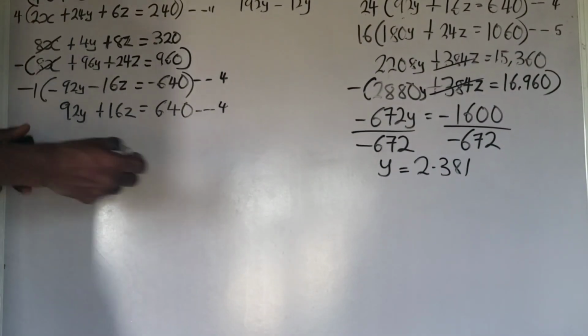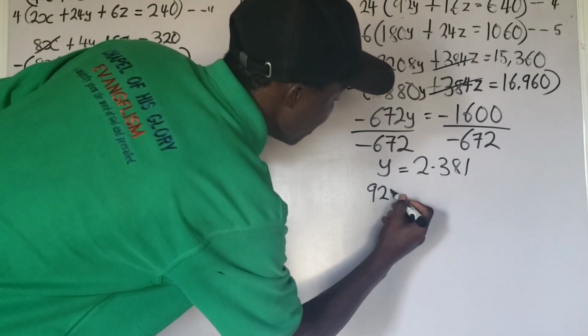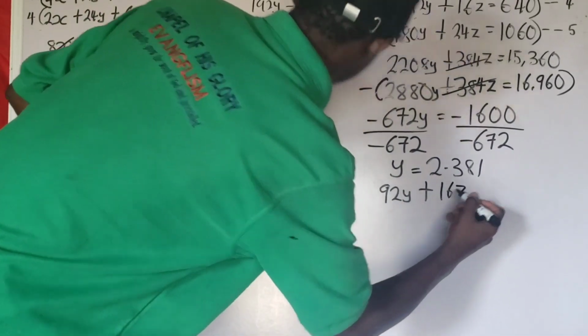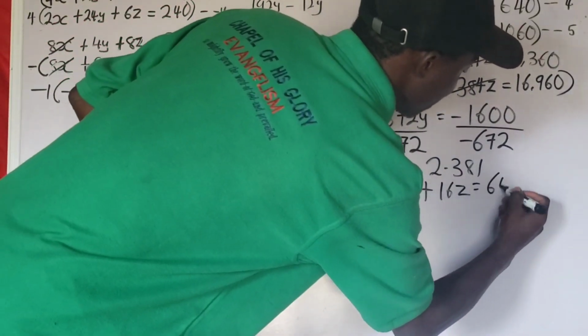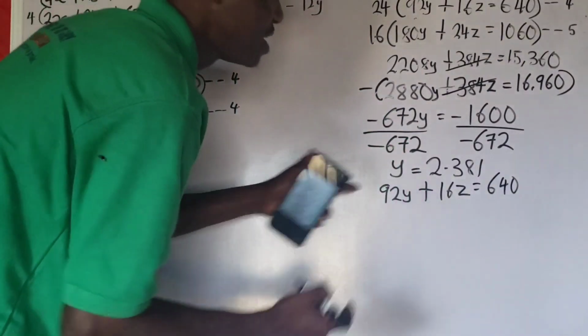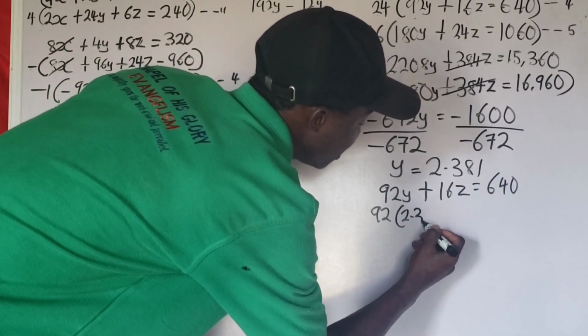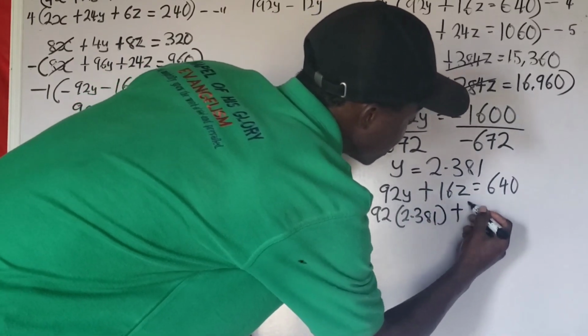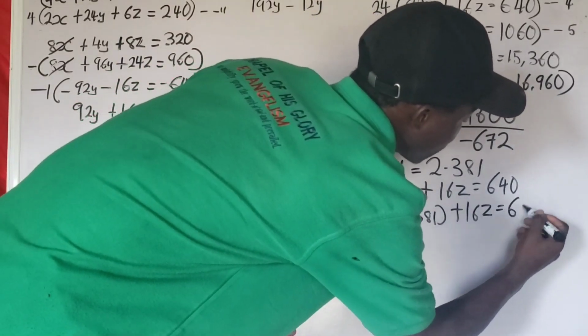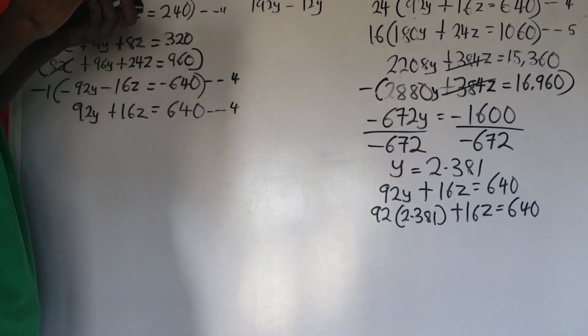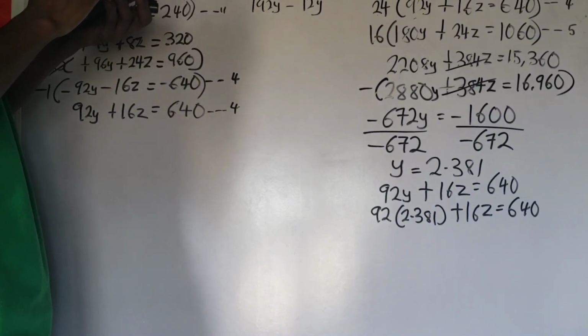We have 92y plus 16z is equals to 640. Okay? Now, when y is 2.381, I'm going to have 92 into bracket 2.381 plus 16z is equals to 640. Now, 92 multiplied by 2.381, that will give us 219.052.